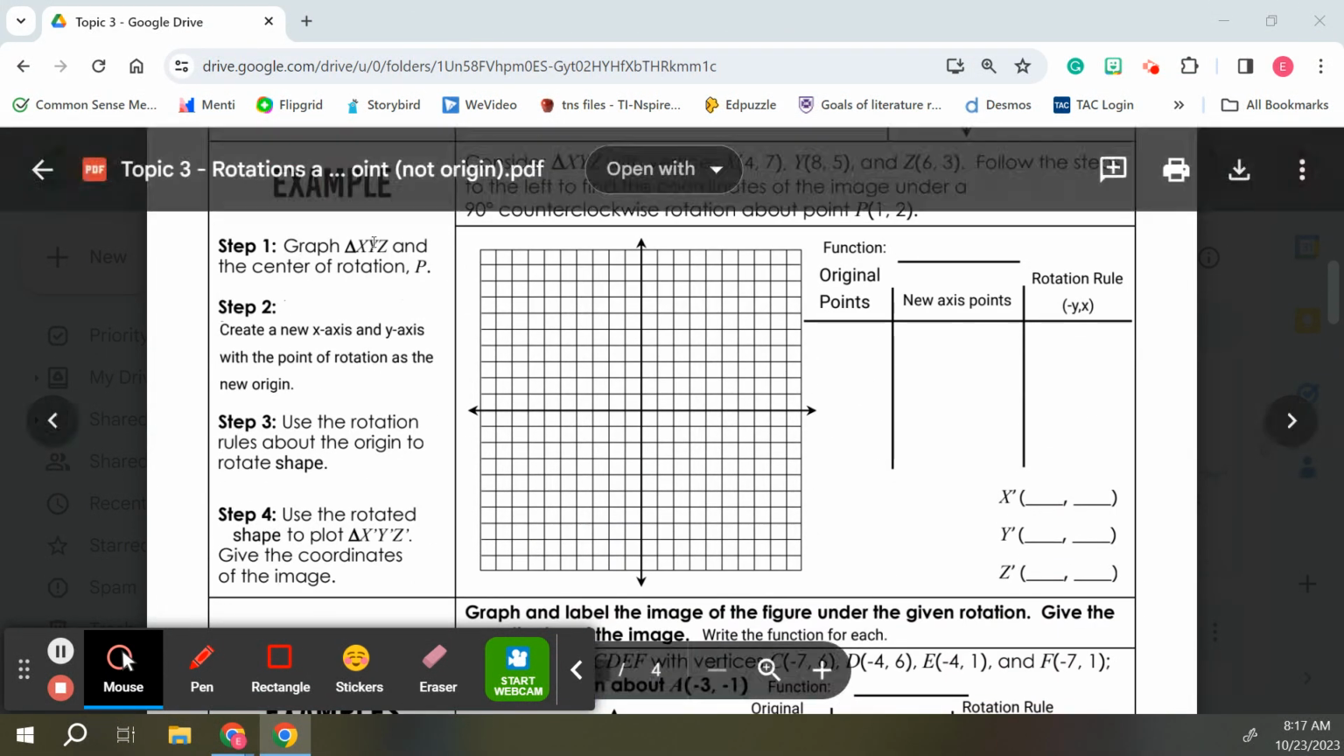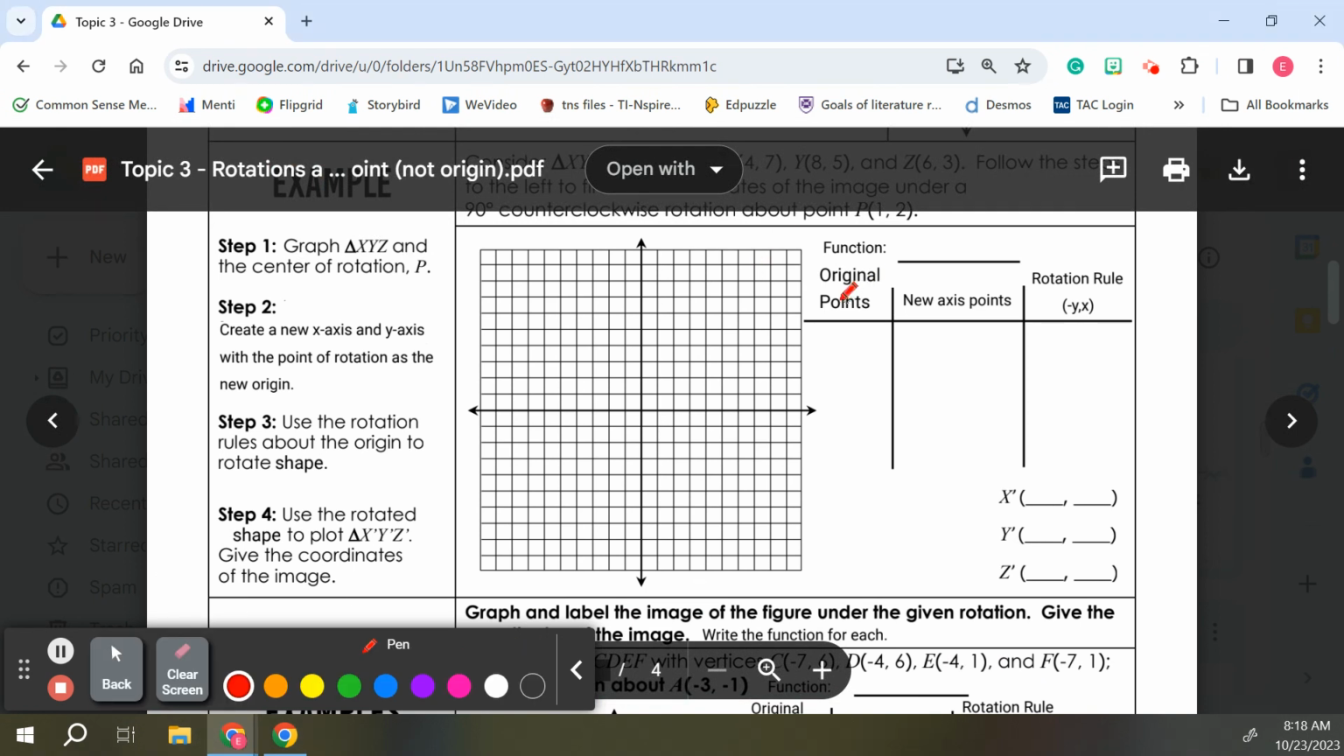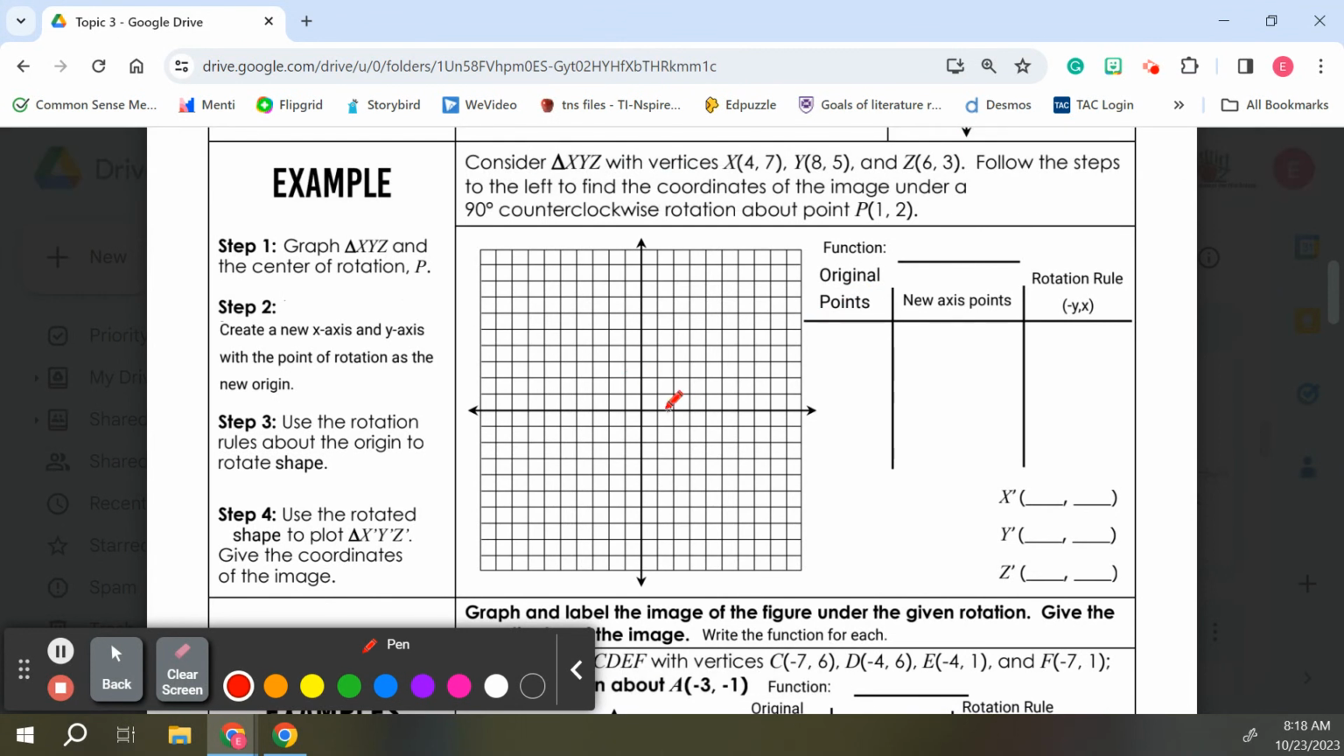The example is going to say we're going to graph X, Y, Z, and the center of rotation P. So let's graph X, Y, Z first. We have (4, 7), it looks like. So 1, 2, 3, 4, 6, 7. So there's X. We have (8, 5). And then we have Z, (6, 3). And that's what I'm going to write in for my original points.